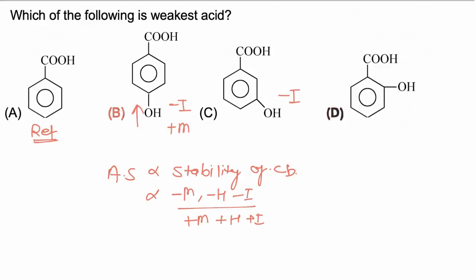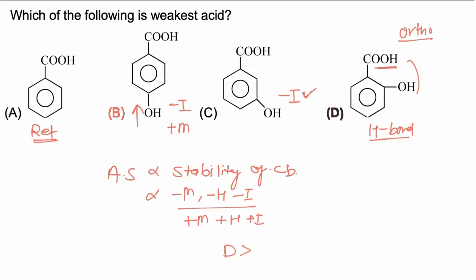The +M effect of OH is not applicable on COOH, so only the -I effect is applicable in this case. In option D, OH is present at the ortho position of COOH, so here the ortho effect is applicable, and all ortho substituted benzoic acids are more acidic than meta and para isomers. After removal of the H+ ion, this carboxylate ion will be extra stabilized by hydrogen bond. So among the given four, D is most acidic.